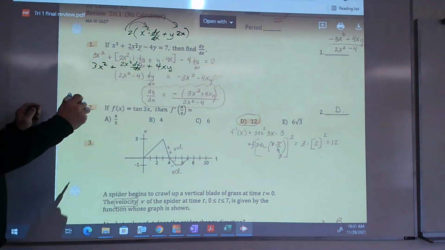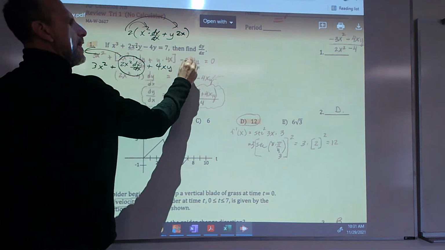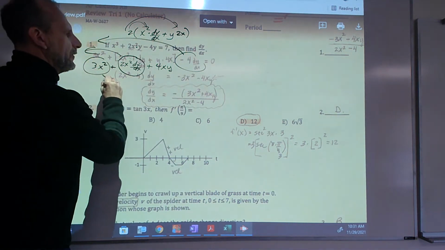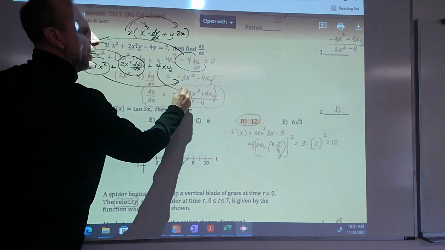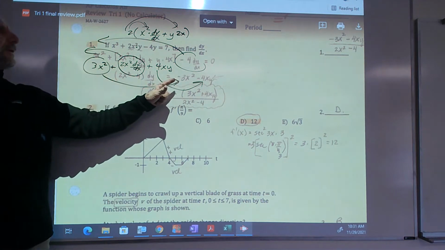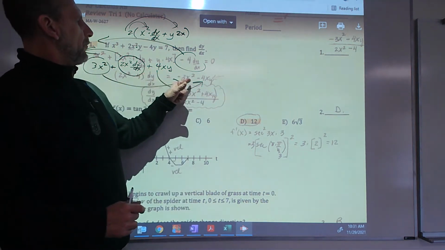Then take all the dy/dx's and have them on the left side, and put all the other junk on the right side. So this one goes over there, and this one goes over there. And by the way, to get rid of 3x squared, you have to subtract it. So minus 3x squared from both sides, minus 4xy.